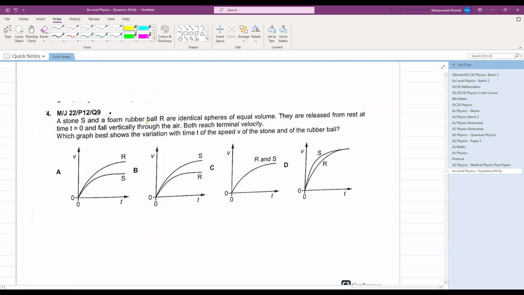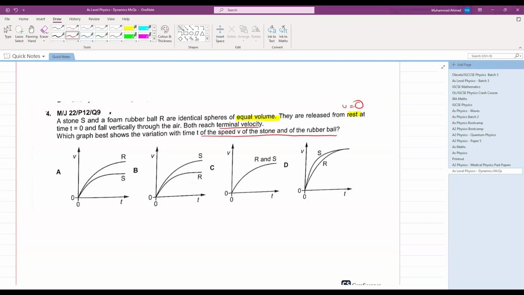A stone S and a firm rubber ball R are identical spheres of equal volume. Okay. They are released from rest. Both of them are starting with a velocity of 0 at time t equal to 0 and fall vertically through the air. Both reach terminal velocity. Which graph best shows the variation with time t of the speed v of the stone and of the rubber ball? Basically, we have to tell how the stone and how the rubber ball reach terminal velocity.